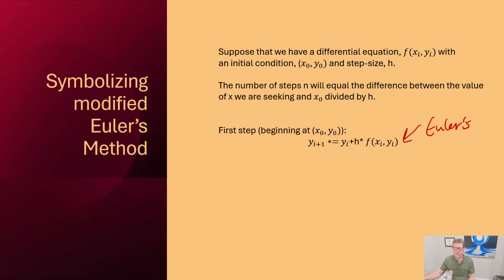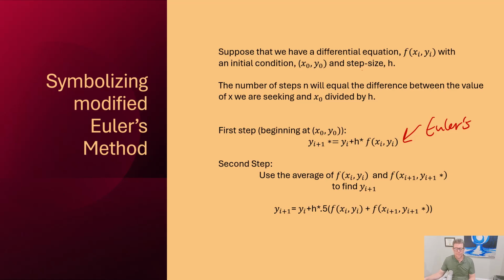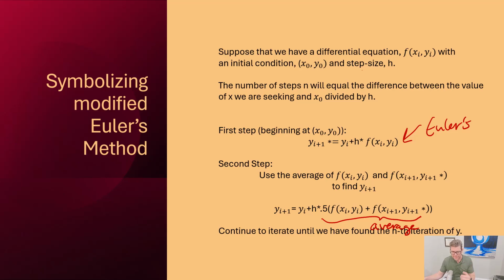Directly from Euler's method. Our second step, though, is we're going to use the average of f of xi, yi and the differential equation evaluated at the next step in x and the step that we got here from our first step to calculate our yi plus 1. So our yi plus 1 is going to equal yi plus h, our step size, times this thing here, that's that average. We're going to continue to iterate until we find the nth iteration of y, and we're done.